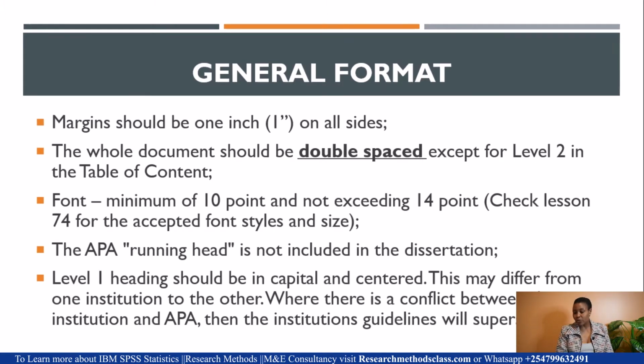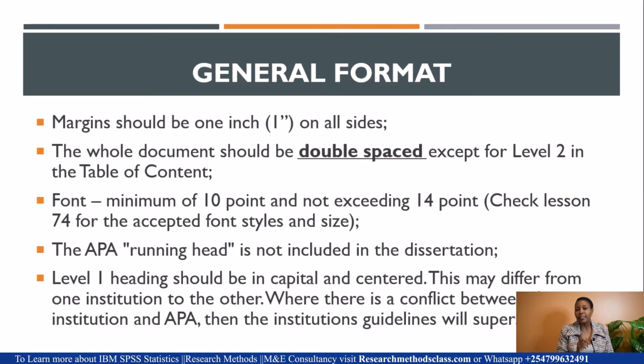We will start by looking at the general format. The general format that you need to be keen on is that, one, the margins across the whole document should be 1 inch, that is 2.54 centimeters, on all sides. That is the left, the right, the top, and the bottom should be 1 inch. The whole document should be double spaced, except for level 2 in the table of contents, and we'll be looking at it in a moment.